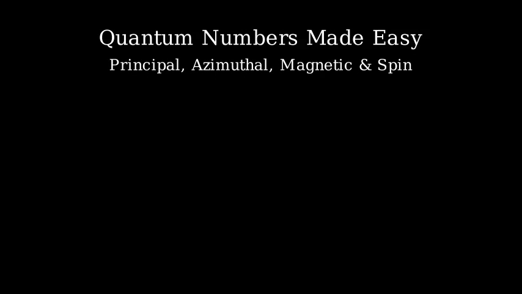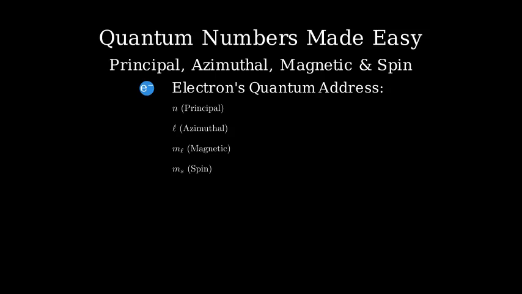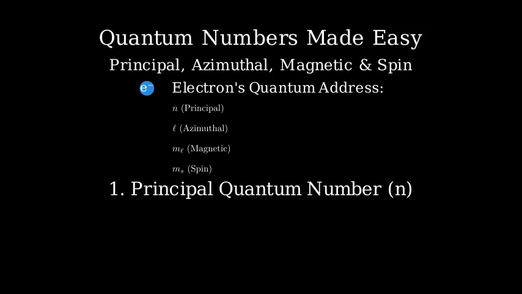If you're taking chemistry, you've likely encountered these numbers that describe the properties of electrons in atoms. In this video, we'll break down the four quantum numbers: principal, azimuthal, magnetic, and spin, and make them easy to understand. Quantum numbers are essentially address labels for electrons in atoms. Just like you need a complete address to find a specific house, you need all four quantum numbers to identify a specific electron. Let's start with the principal quantum number, n.